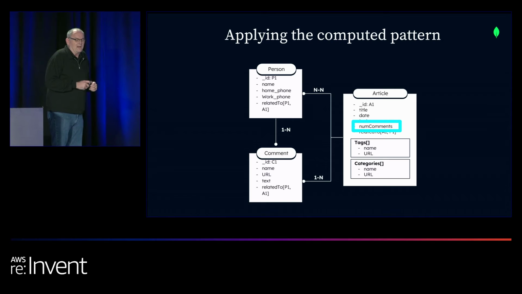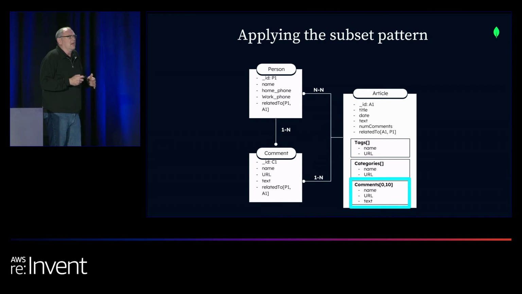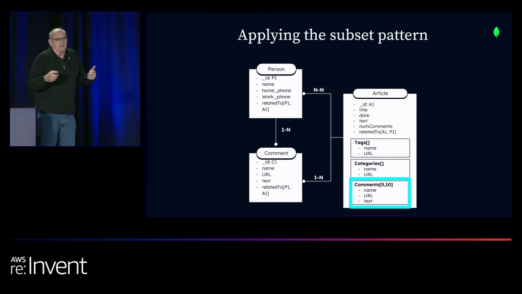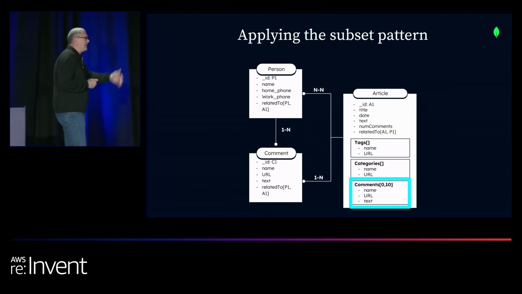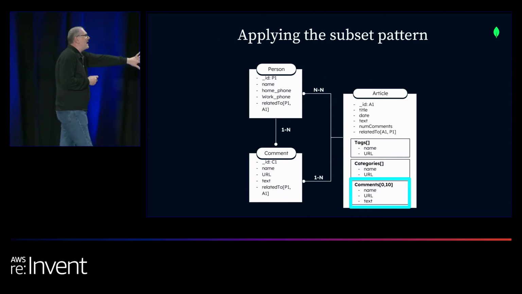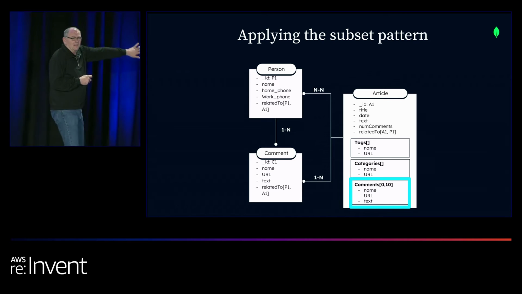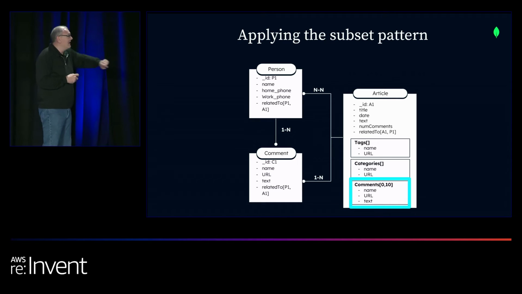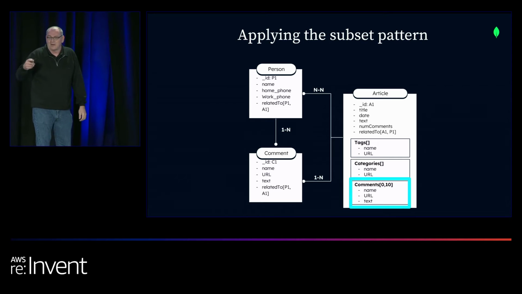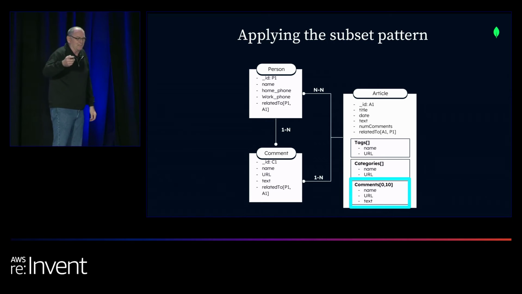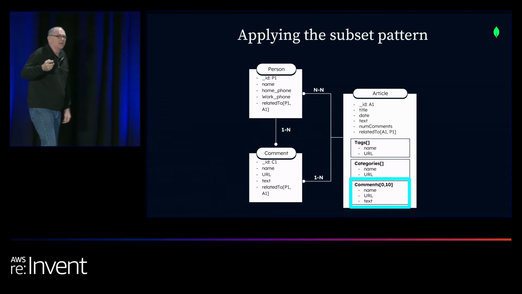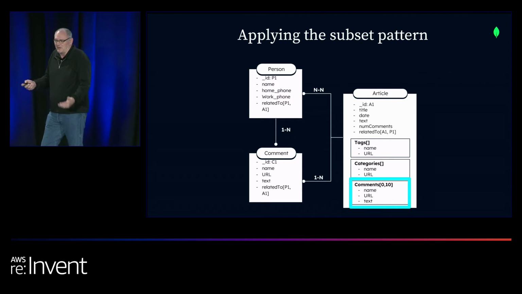So the next thing I might do is say, okay, when I look at the article, I always want the last 10 comments because I want to see the first page of comments. Let's embed those comments into the article so that I only need to go back and get the individual comment documents when I need to go past the first page. Maybe 99% of my users never go to the next page. They only read the first page of comments, maybe the first couple of comments.